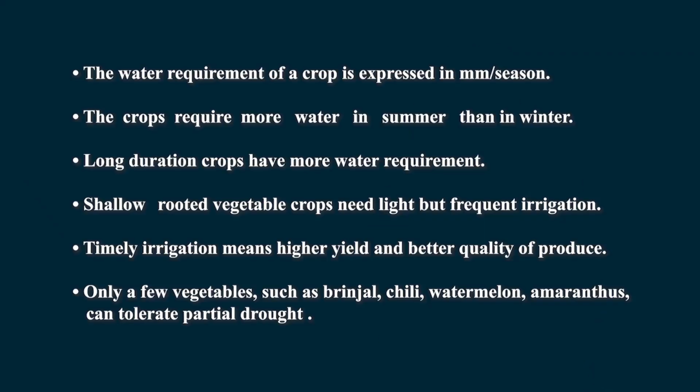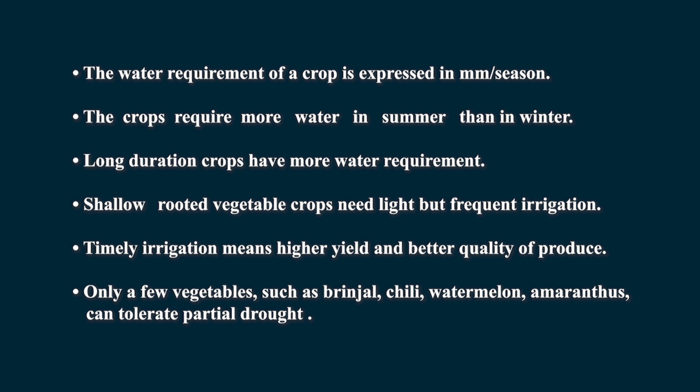Viewers, there are certain points which must be kept in mind while irrigating. Let us understand them one by one. The water requirement of a crop is expressed in millimeters per season. The crops require more water in summer than in winter. Long duration crops have more water requirement. Shallow rooted vegetable crops need light but frequent irrigation. Timely irrigation means higher yield and better quality of produce.